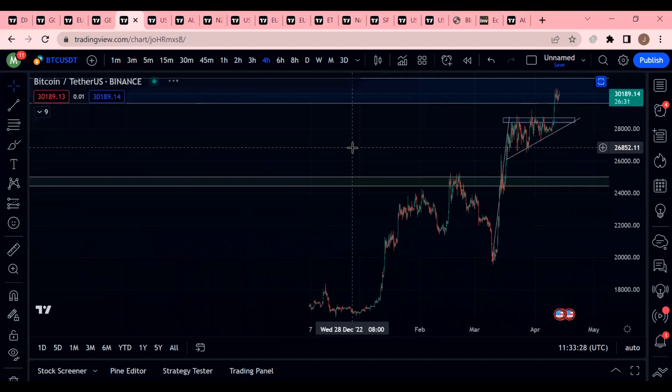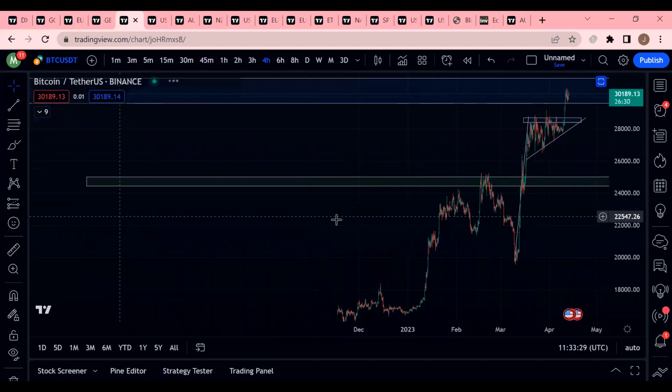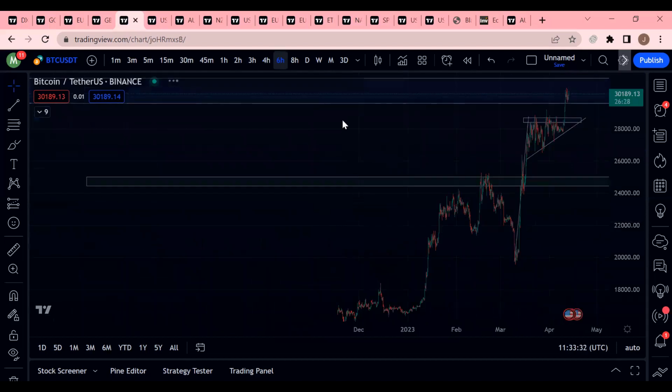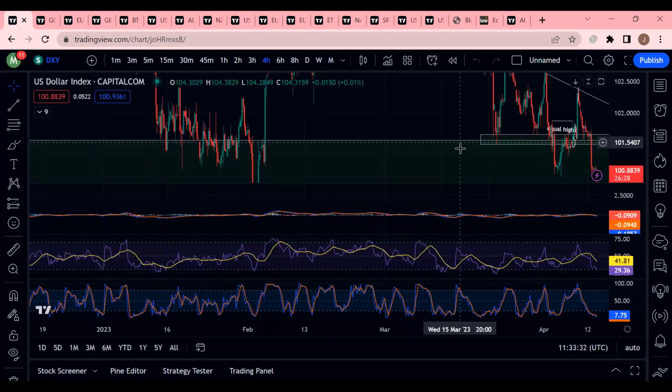On my lower time frame, as you can see, this was the head and shoulders pattern. If I switch to maybe 6 hours to compress it further, you can see that. Okay, my chart is back.